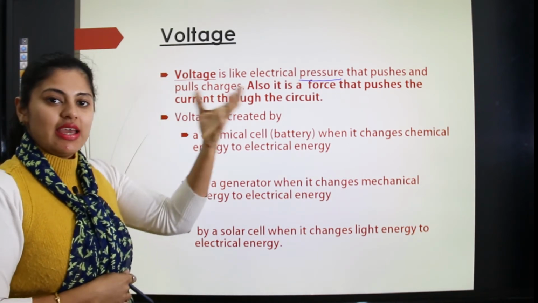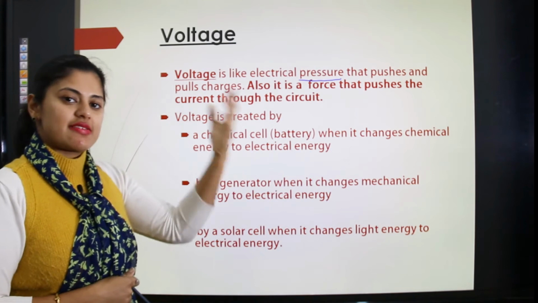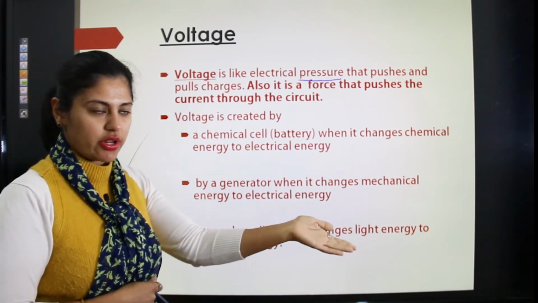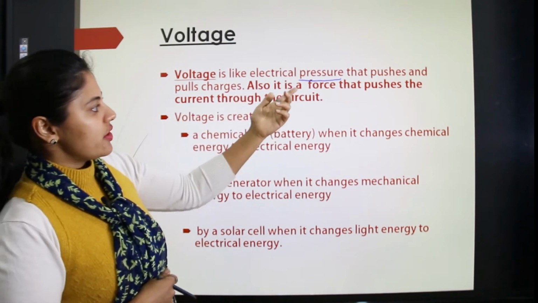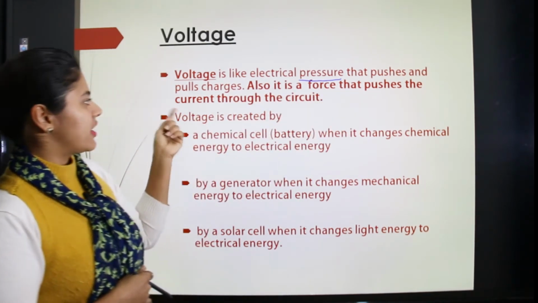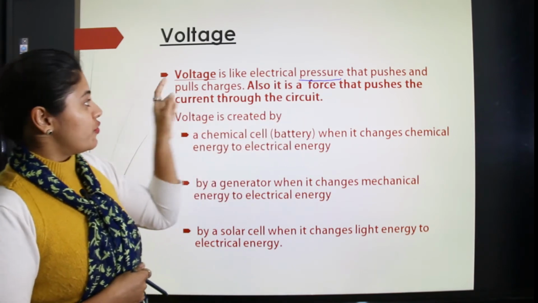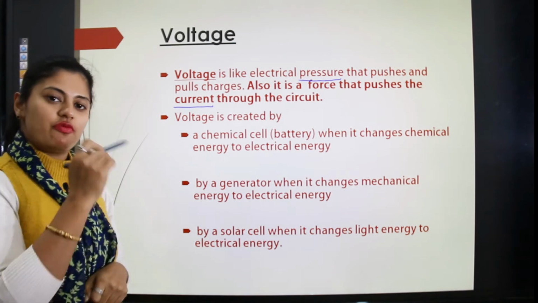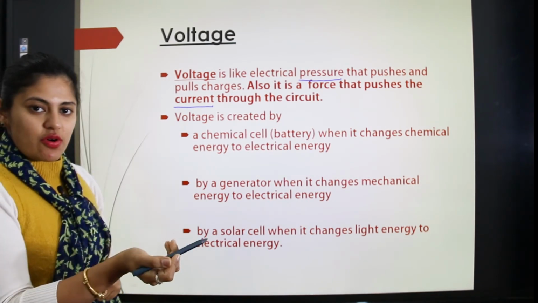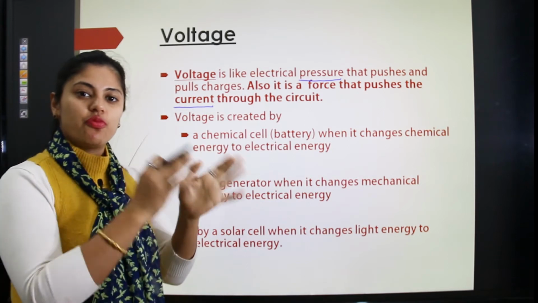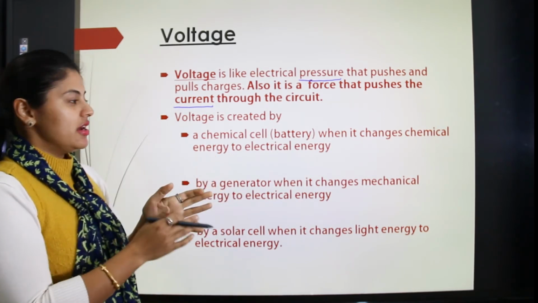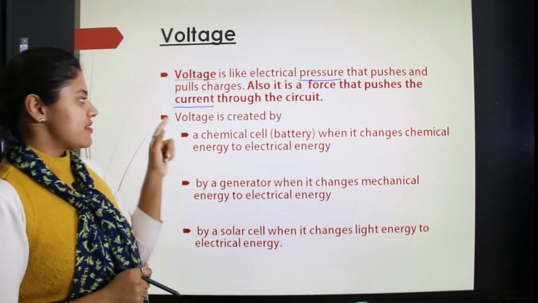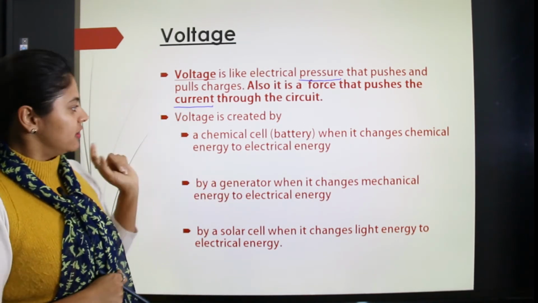So what does voltage basically do? If there is an excessive voltage, it pushes the charges to move from one body to another body. Also, it is a force that pushes the current through the circuit. So voltage is responsible for the movement of the charges from one body to another. It pushes the electrons to move from one body to another and also move in the circuit. When the charges move in the circuit, there is a production of current.